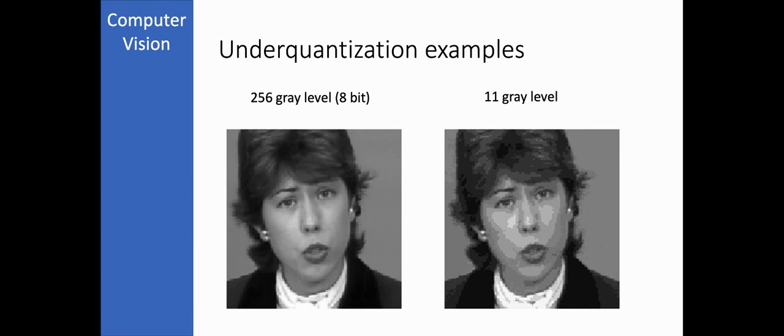Recalling the effects of quantization, or under-quantization in this case: normally we represent an image with 8 bits, so 256 gray levels. If we represent the same image with only 11 gray levels, we basically retain information in the high frequency areas, so we retain information in the edges, but the smooth intensity transitions are disrupted. Instead of having a smooth transition in these areas, there are discrete changes that are quite unpleasant.